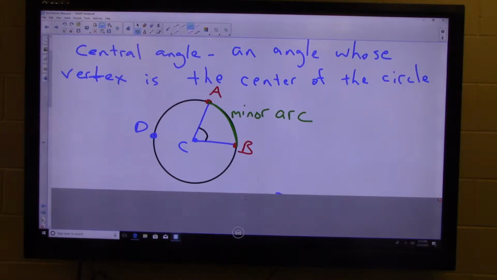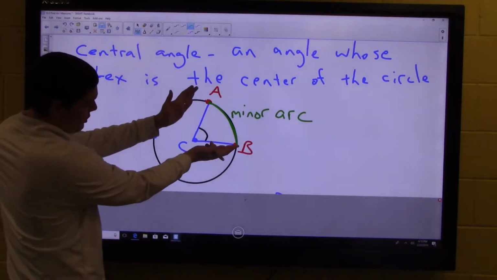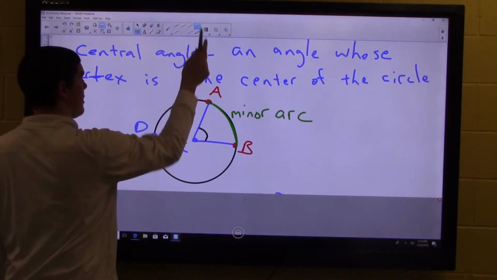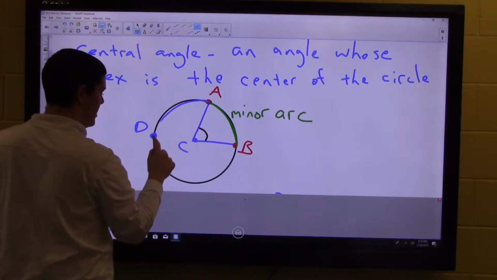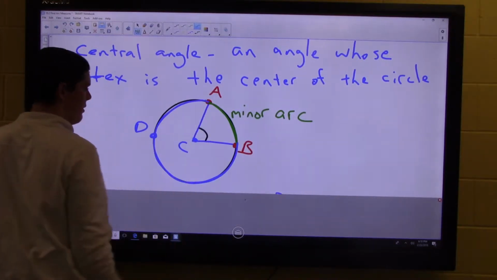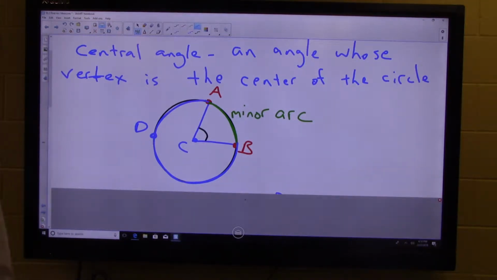Now, like I said, it divides the circle into a major arc as well. We can look at that from A to B, going around the circle the other direction. That's another arc we have to deal with. By the way, I didn't define this: an arc is just part of a circle. That's all an arc is.